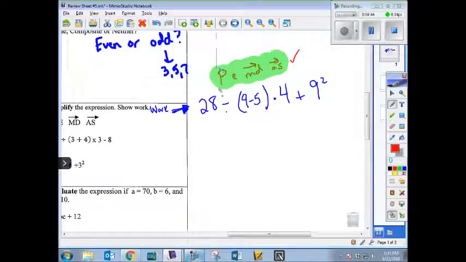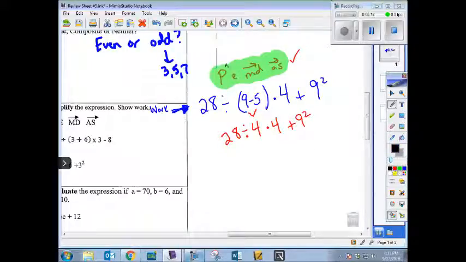So, we got to do parentheses first. So I'm going to go to the parentheses right there. That means something happening inside a parentheses. So we do 9 minus 5, that is 4. Now what we're going to do is we're not going to start doing multiple steps. We are now going to bring everything down that we did not use. So 28 divided by, we did not use that. We bring down times 4, and we bring down plus 9 squared.